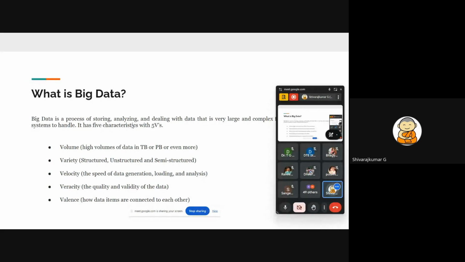First, in terms of volume: when the data is in terabytes or petabytes, a very large volume, then we think of it as big data.